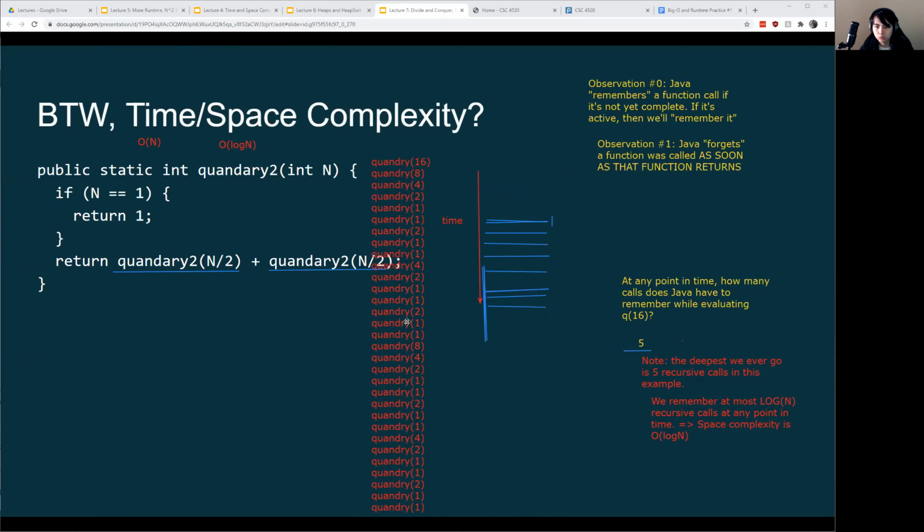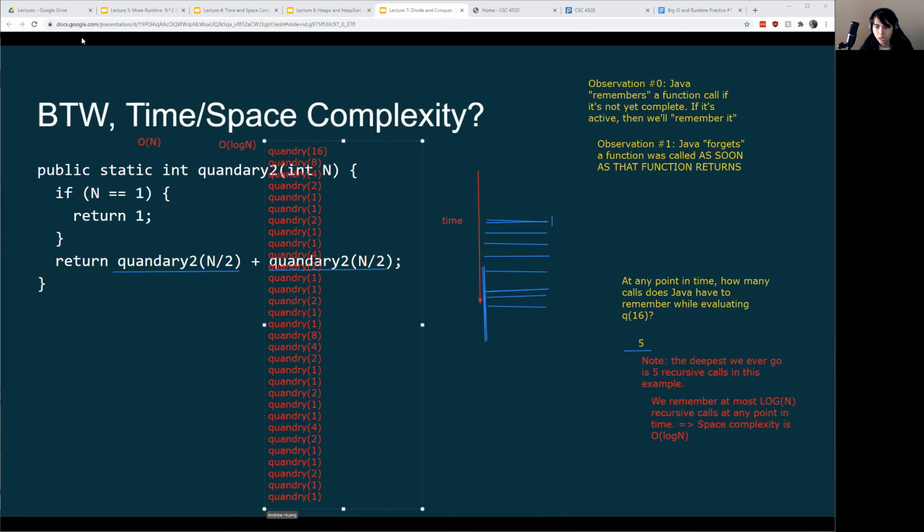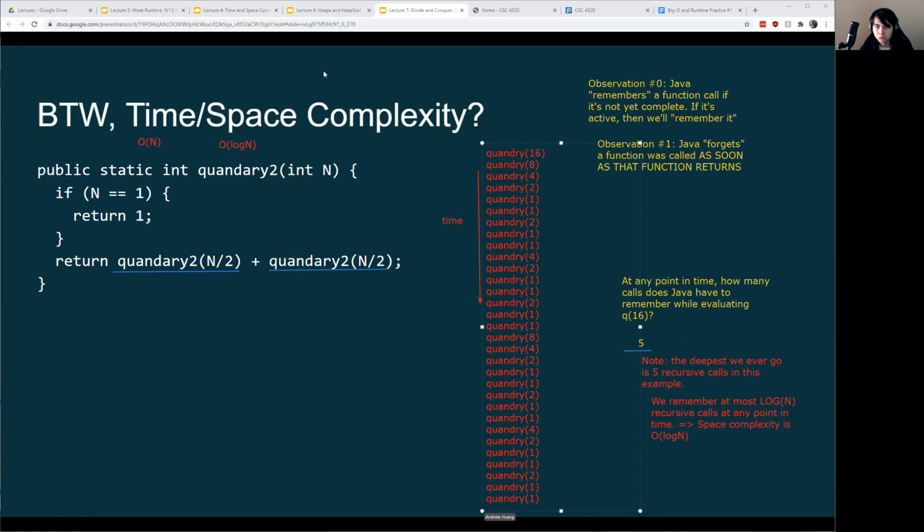I mean, we make 2 recursive calls for every single step here, right? If you look here, quandary of 16 calls quandary of 8, and then also quandary of 8 here. Each quandary of 8 calls quandary of 4 twice, right? And each quandary of 4 calls quandary of 2 twice. It just happens at a different point in time. It just so happens that you see 2 quandary 1s together because that's the very bottommost layer, which means that they're nested right next to each other because that's the next thing that they'll do.